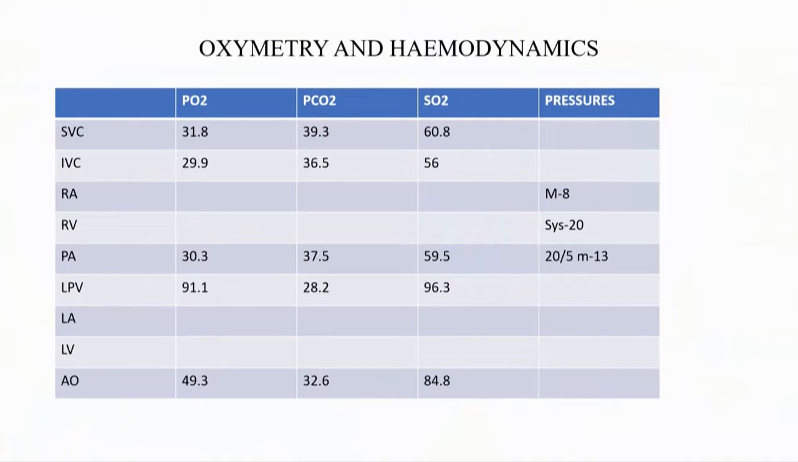This is the oximetry and hemodynamics which we have done now. With an aortic saturation of 84.8, that is 85%, SVC is 56.0, and there is no step up. However, there is a step down of 11.5% from PV to aorta. The RA mean is 8, which is normal. There is no gradient between RV and PA, and PA pressures are 20/5 with a mean of 13, normal PA pressures.